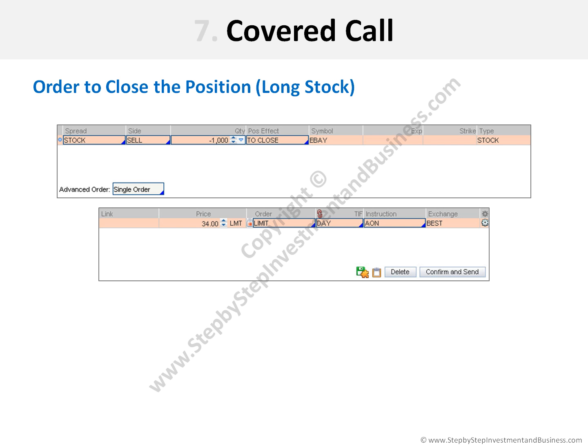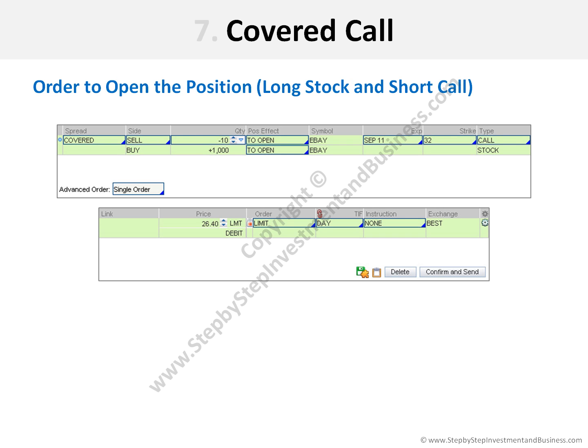Here is an example of the order we must enter to close the long stock position. It consists of selling the 1,000 shares of eBay that we had bought. In the side column, we select the action Sell to indicate the sale of shares, and in the Position Effect column, we select the option To Close to indicate that we want to close an existing position.